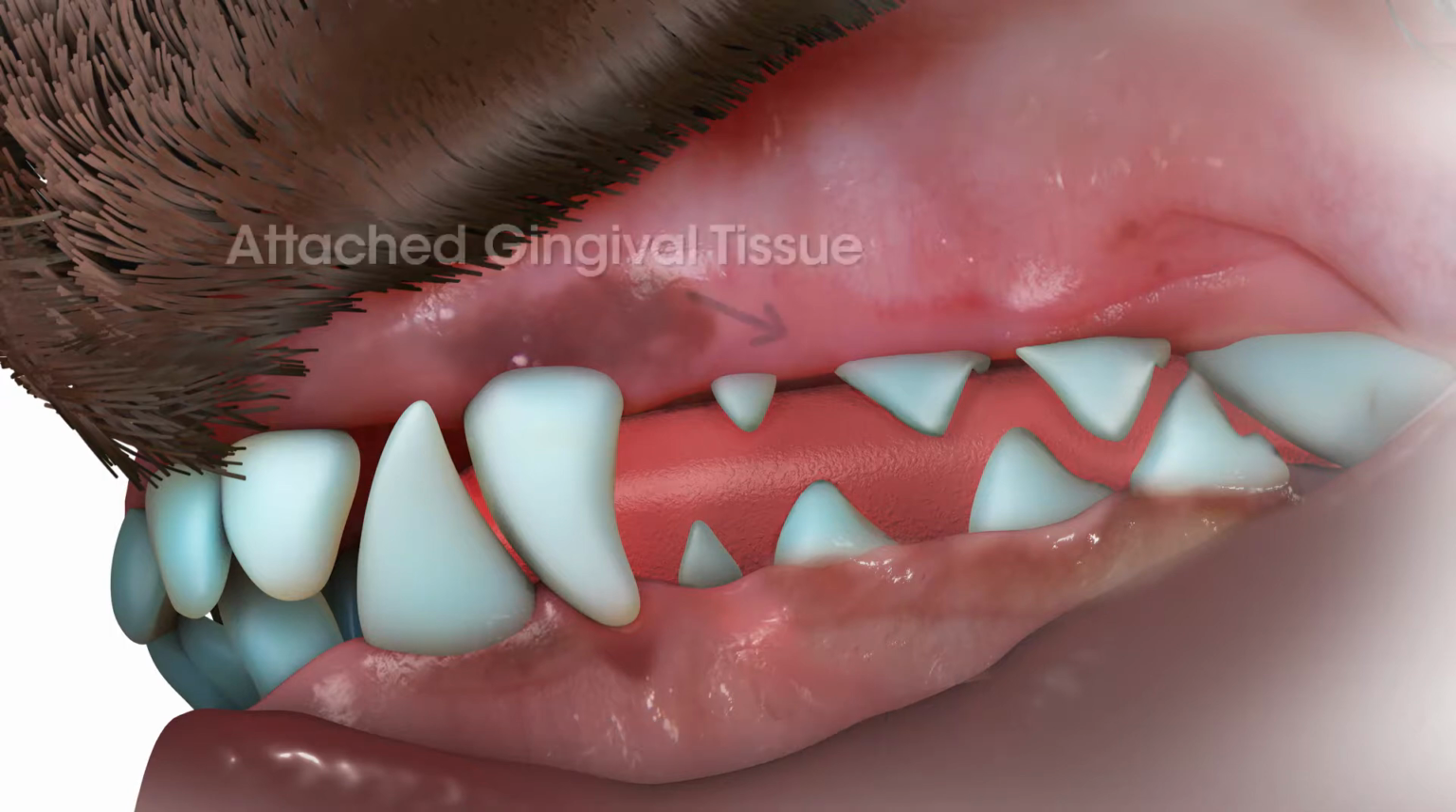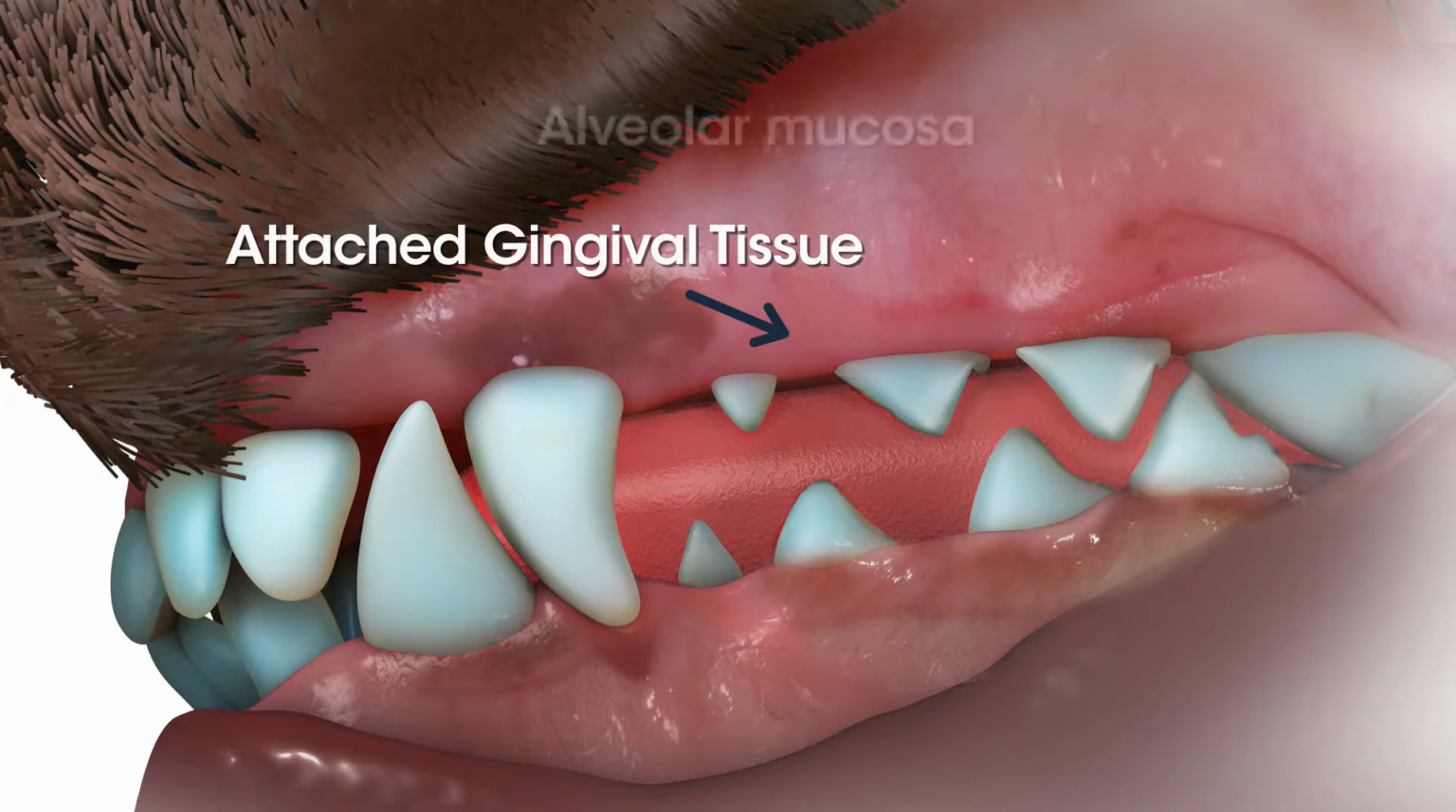The mucogingival line is going to separate the attached gingival tissue, which is coronal to the mucogingival line, from the alveolar mucosal tissue, which is apical to the mucogingival line.